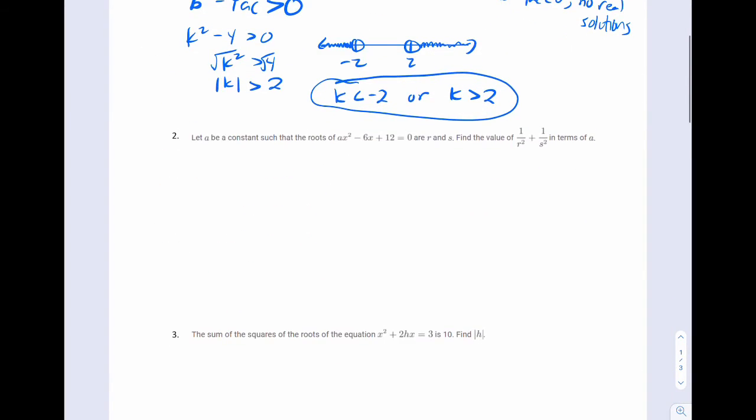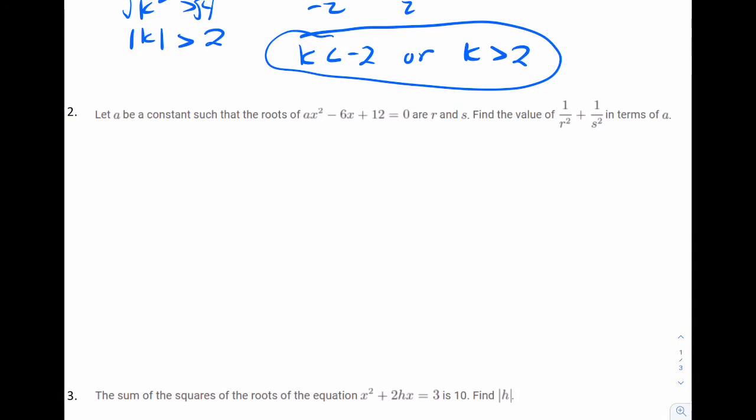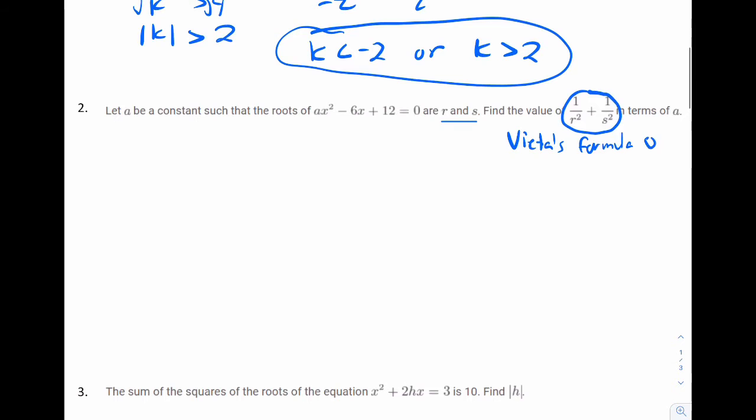Next question. Let a be a constant such that the roots of this equation are r and s. Find the value of this expression. If you ever have a question like this, when it gives you the roots, this is a classic Vieta's formula question. So we know we're going to have to use Vieta's formulas in some way.